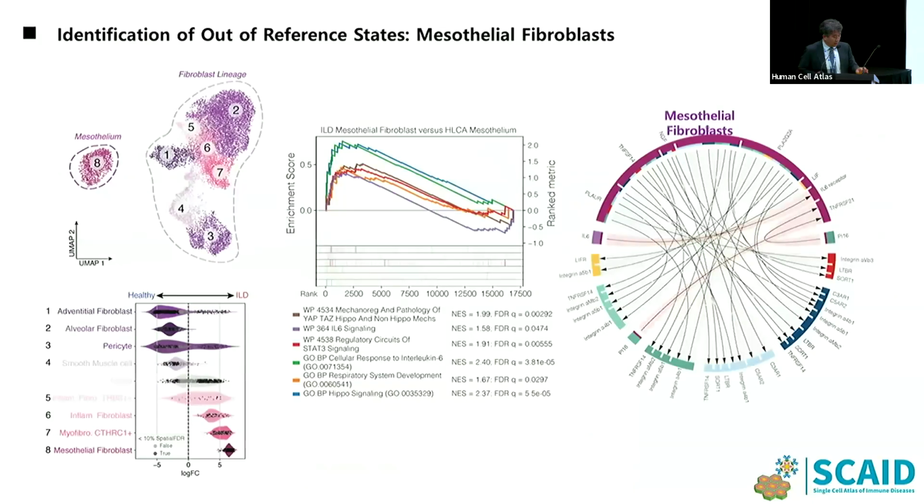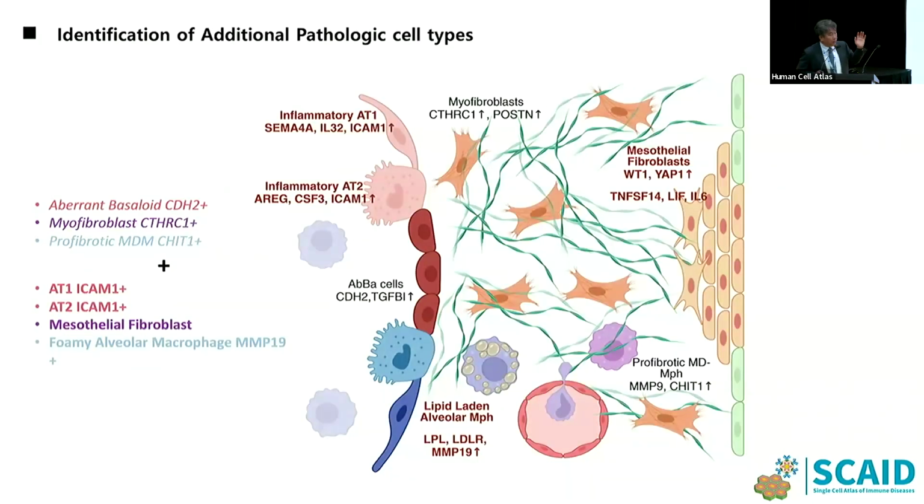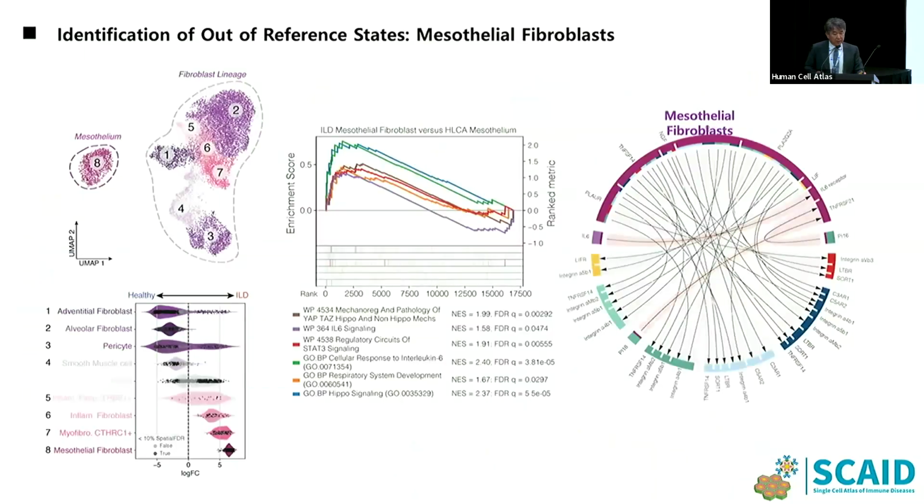And the first one, the previously known finding, is this one. For many pulmonary fibrosis diseases, three different cell types were already identified as playing key roles: the aberrant basaloid, myofibroblast, and pro-fibrotic macrophages. These three cell types are already known. But when we analyzed our data, first in the stromal cells, the mesothelial fibroblast shows the highest difference, as well as the myofibroblast.